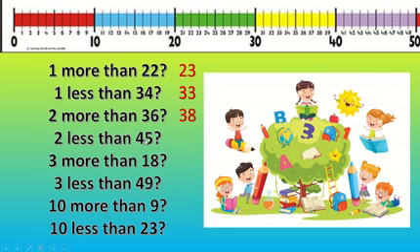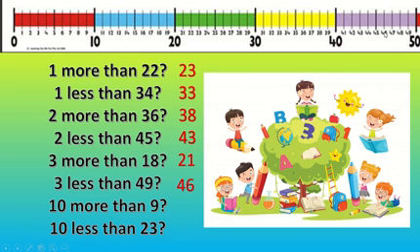2 less than 45, less means we have to walk to the left, find 45, take 2 steps left, 1, 2, 43. What is 3 more than 18? We find 18, we take 3 steps to the right, because more is to the right. So we find 18, then we say 1, 2, 3, it's 21. What is 3 less than 49? Less means we go to the left. We find 49, we go 3 steps back, 1, 2, 3.